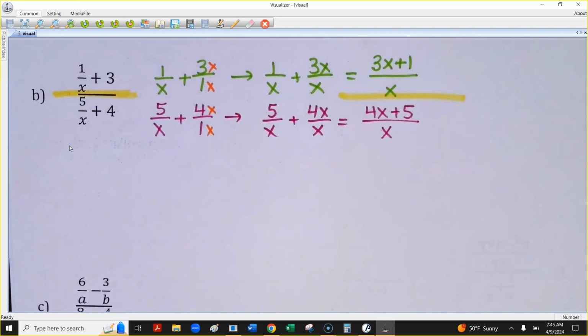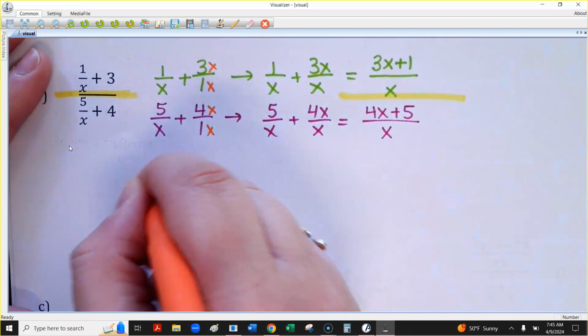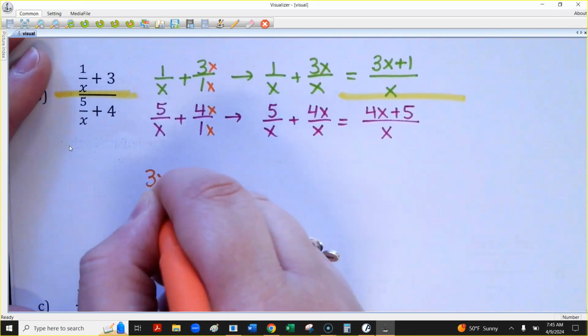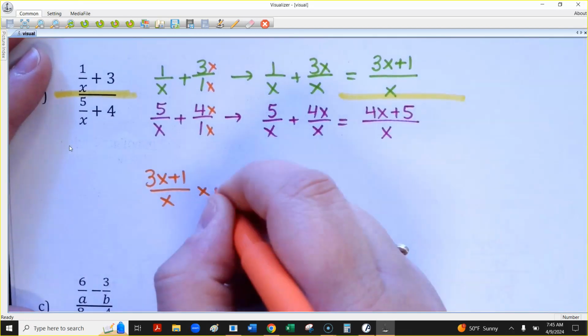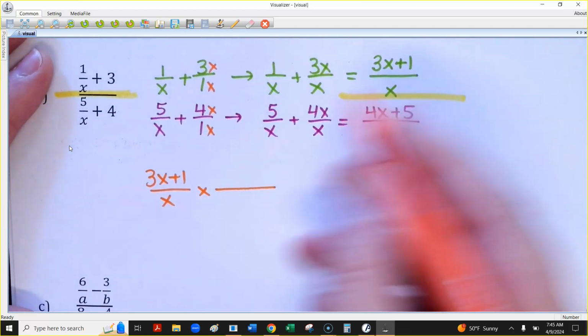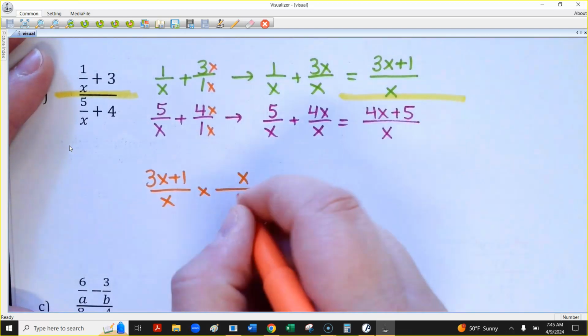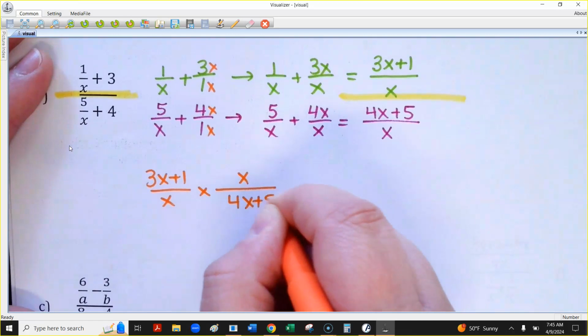So the top is in green, that's the numerator. The bottom, that's the denominator, is kind of in that pink color. So I'm just going to keep the 3x plus 1 over x, change that division to multiplication, and when I flip this over, the x would go to the top, the 4x plus 5 would go to the bottom.